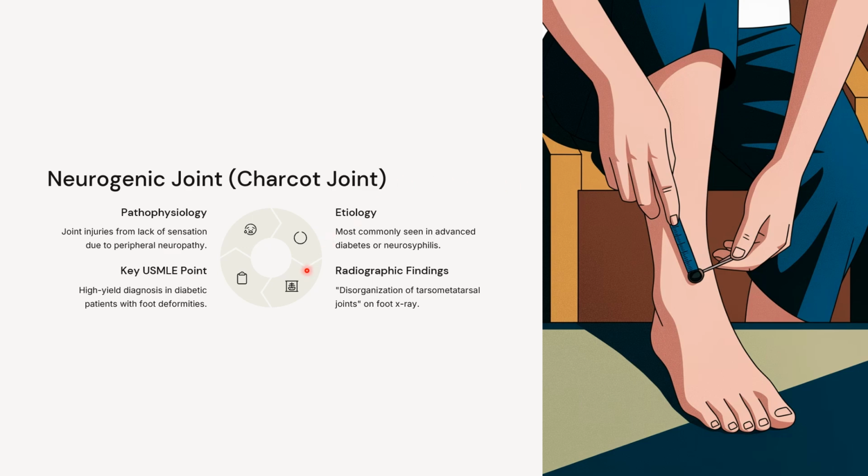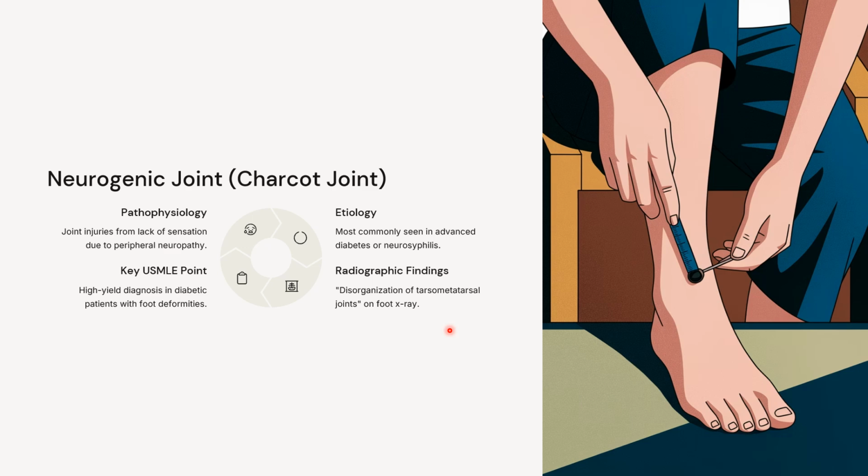What about a neurogenic joint or a Charcot joint? In a neurogenic joint, there is a lack of sensation because of peripheral neuropathy. It can be seen in advanced diabetes or in neurosyphilis. Because they are not able to feel the pain, it results in repetitive microtrauma to the joints as well as to the tissues without the body's natural protective mechanism. Since there is no pain, this results in disorganization of the joints.